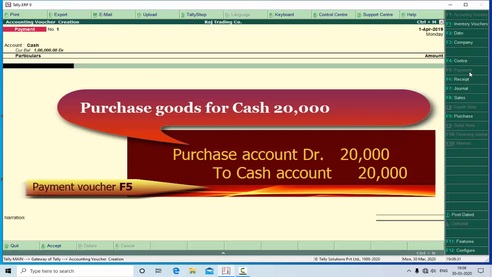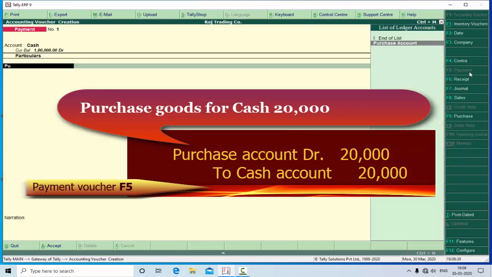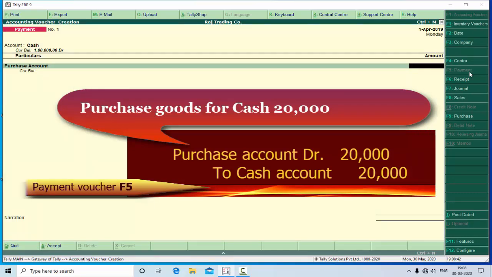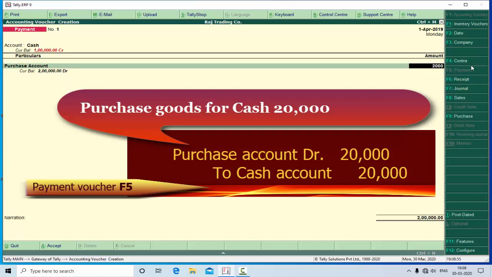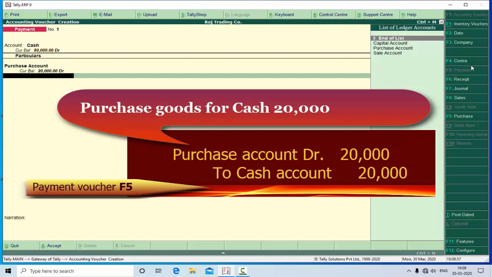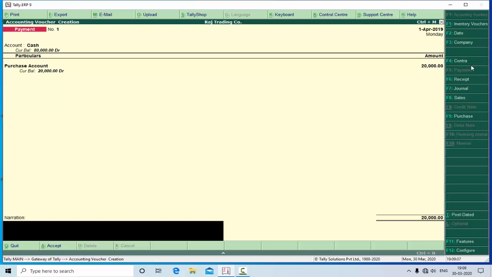So I made the payment by cash, so enter the cash and then the purchase account. That is already created, no need to create it. Select the purchase account which is already created by me and enter the amount here, 20,000. So I have purchased the goods for cash 20,000. So record the entry in the payment voucher.